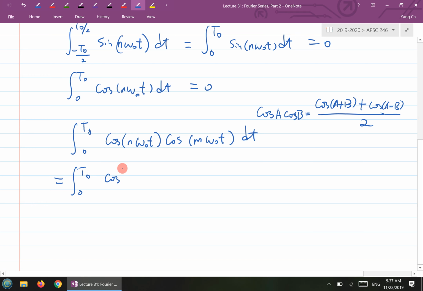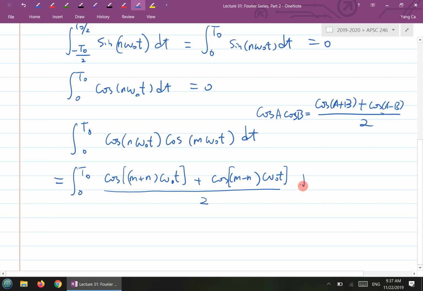I have a cosine, so A plus B is this plus that, which is cosine m plus n omega naught t, plus cosine m minus n omega naught t, and then divided by 2. Okay, so this is all in the big bracket, dt. Okay, good.